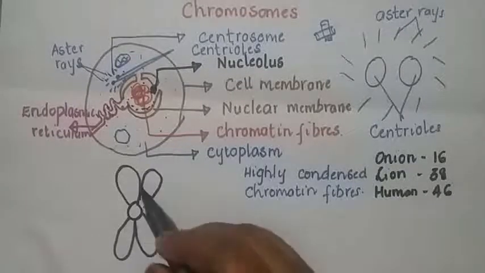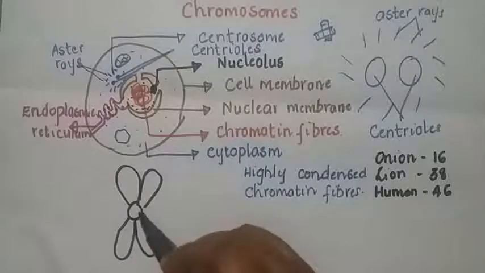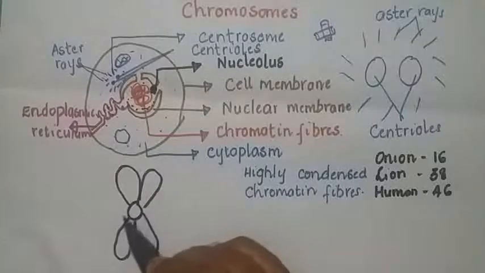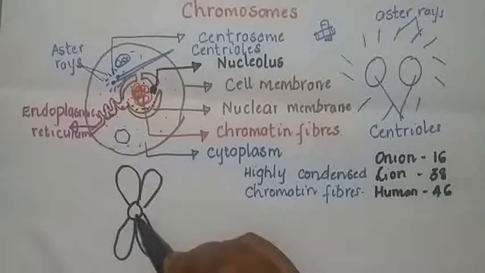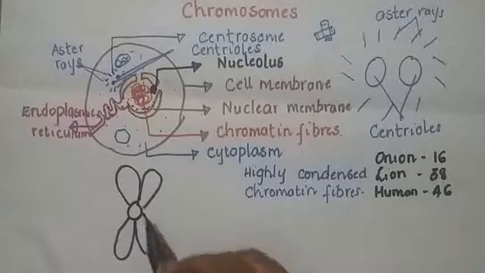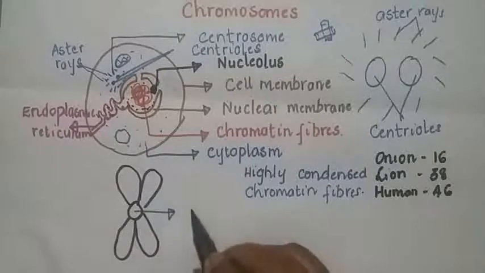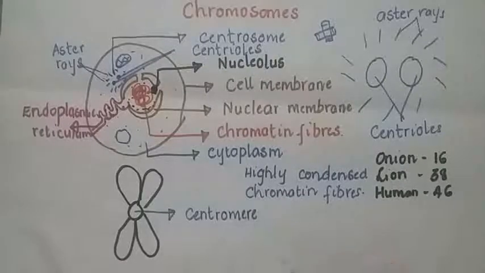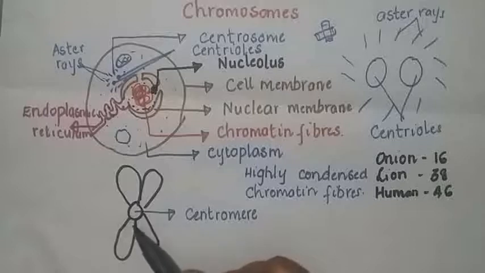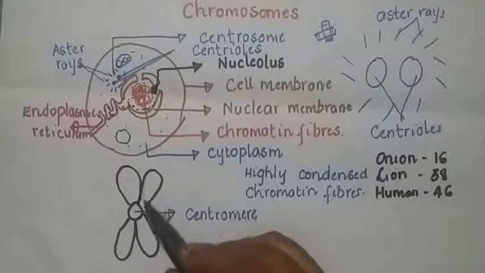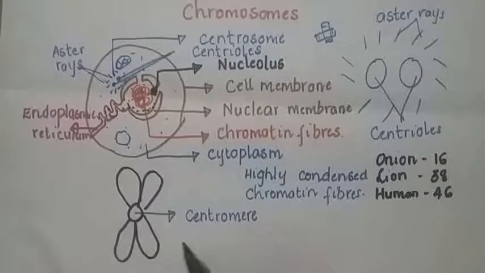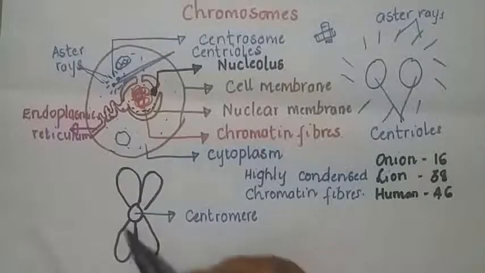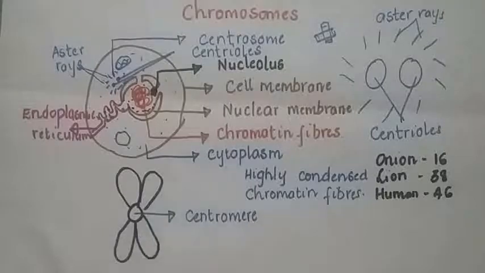Now, each chromosome comprises a centrally placed spherical body or a constricted region, and this structure is known as a centromere. So what is a centromere? Centromere is a spherical body or a constricted region along the length of a chromosome, okay, and to this spherical structure the arm-like structures are attached.